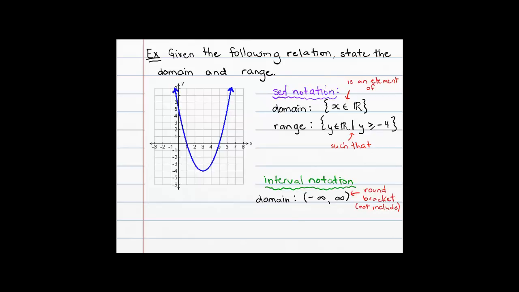So again, we said that round brackets mean it doesn't include the number infinity, because we can't actually come up with an actual number for infinity. So we'll use round brackets.